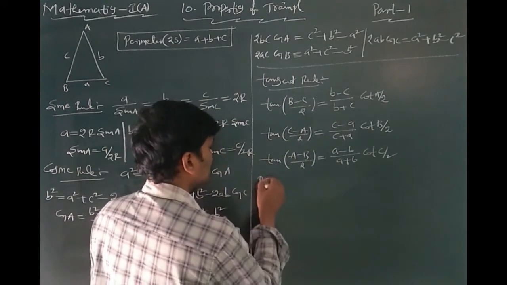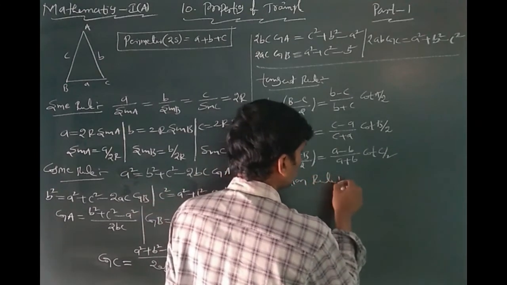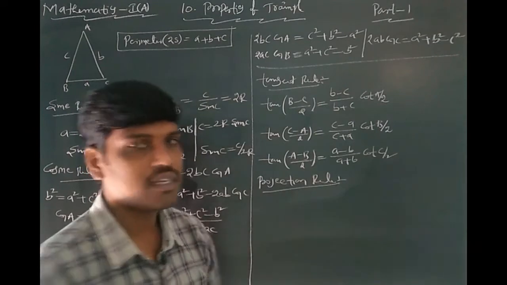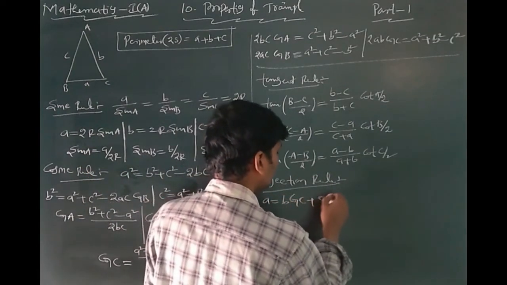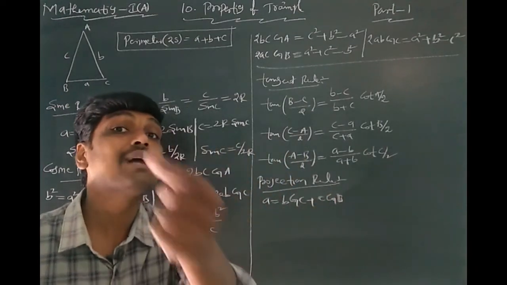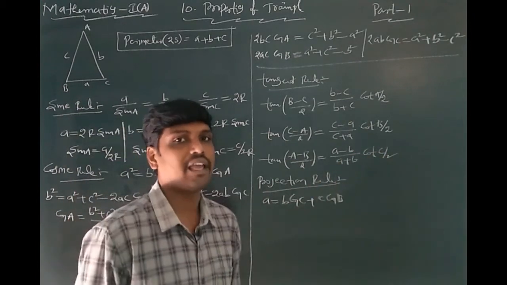Similarly, the projection rule. What are the formulas of the projection rule? The projection rule has three formulas. One is a equals b cos C plus c cos B. Here a, b, c are the lengths of the sides. Capital A, capital B, capital C are the angles.